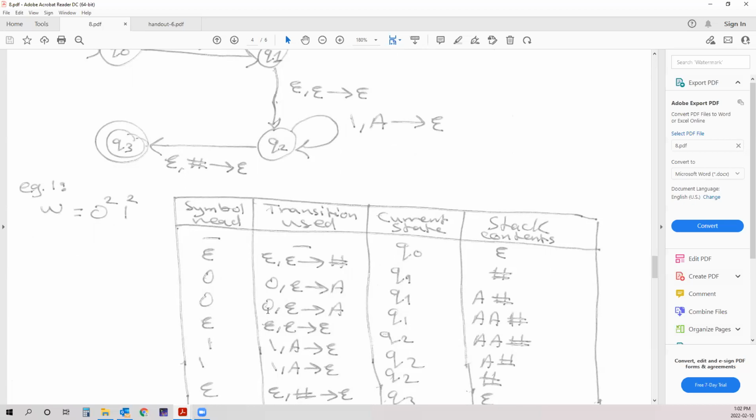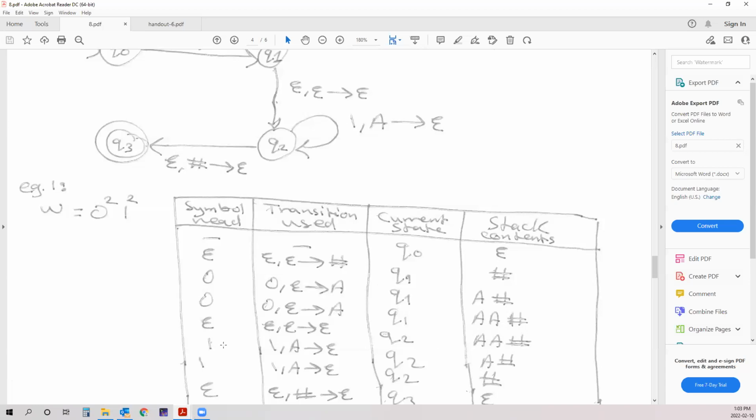Then we read the second 0. Then we have to push an A. Then we stay at q1. Then we'll have A A hash in the stack. Then we'll have epsilon, epsilon, epsilon. We do nothing, but we move to q2 with this epsilon transition. We move to q2 because we'll start reading ones. Okay. Then we stay there. We have 2 ones here.